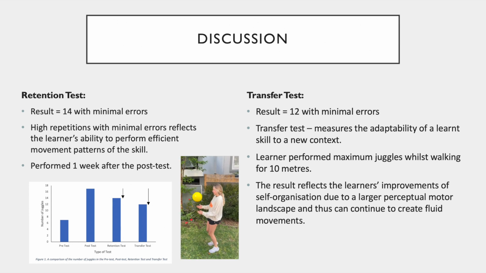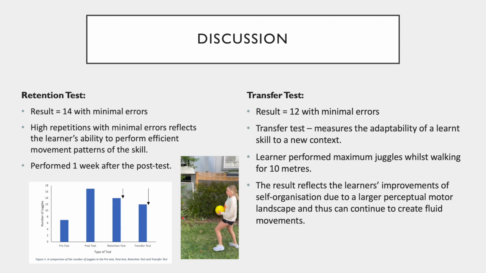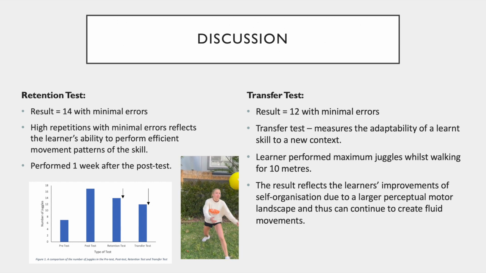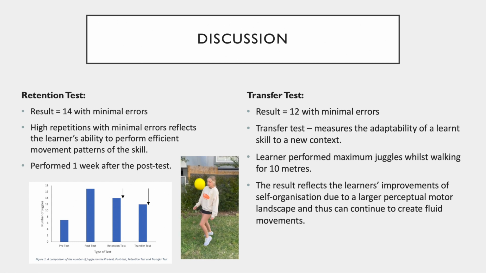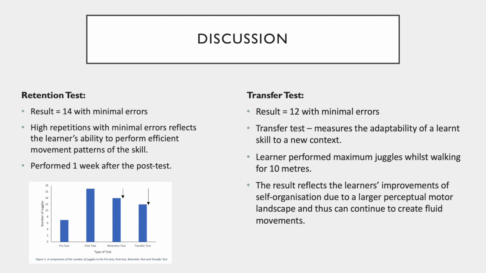The retention test achieved a result of 14 repetitions, and regardless of the slight decrease in comparison to previous measurements, the high repetition numbers of the retention test reflect the learner's ability to perform efficient movement patterns. Due to the fewer reps than the post-test, traditional theories would argue that this could be due to poor prescription and insufficient quality and quantity of training. However, according to the CLA, skills are usually retained longer if they are performed under a wide range of constraints.